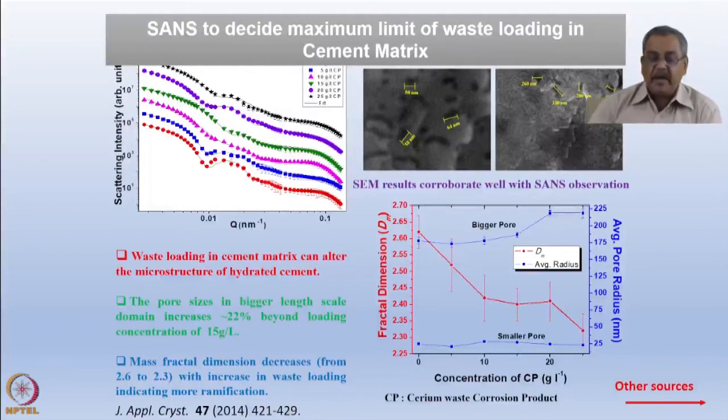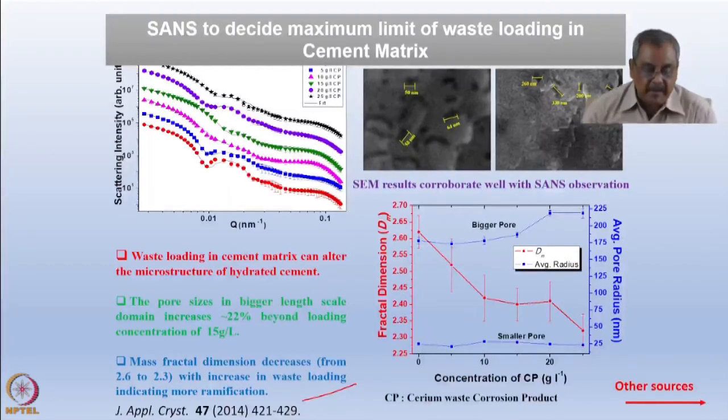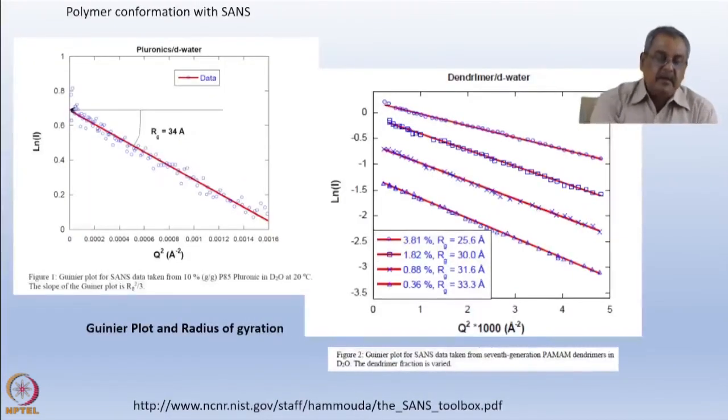And those pore sizes were studied using MSANS, and we could see that the fractal dimension decreases when you start loading this cement with nuclear waste. This is also another example of application of SANS to understand the importance of utilizing cement for immobilizing nuclear waste. With this, I come to some other examples.